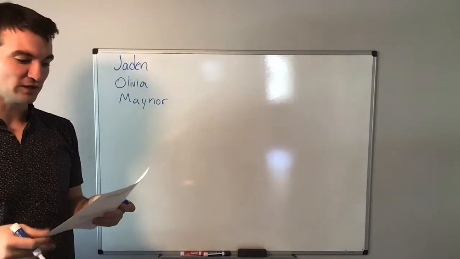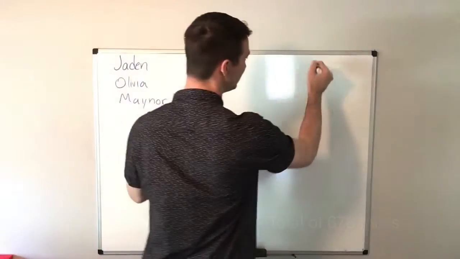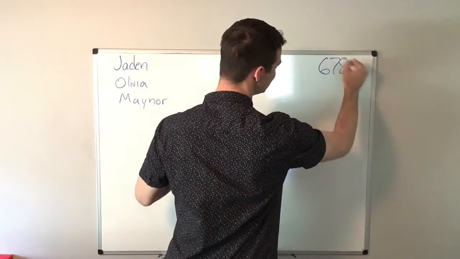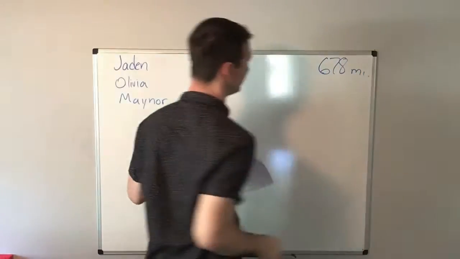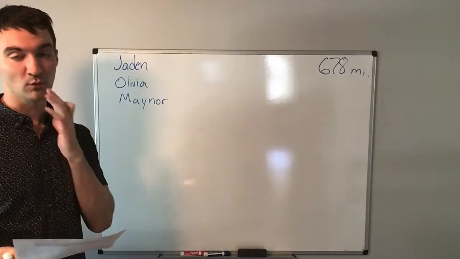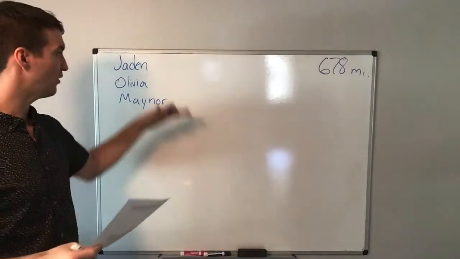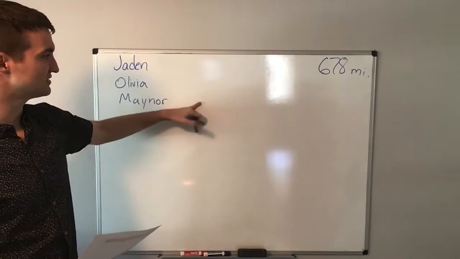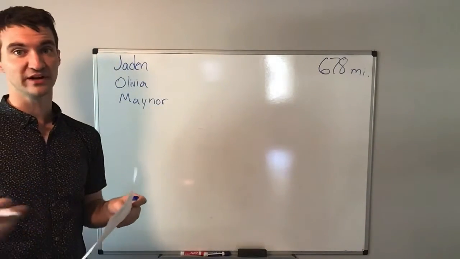And they traveled a total of 678 miles. Okay, so they traveled a very long way altogether. And what we're going to do is talk about how each of them has a set amount of units, and it's going to involve fractions, so we have to listen very closely.